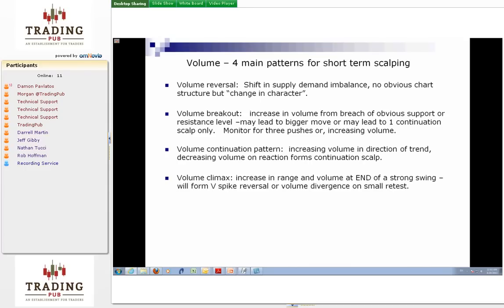Everybody knows about the breach of an obvious support or resistance level, and as with traditional bar charting, we look for an increase in volume as confirmation. So think about that right there. Volume equals confirmation. Now, in this context that we're going to look at today, it may just lead to a simple push down or 3 pushes before you get a reversal. So it's still, even though we have a volume breakout, it may or may not lead to a sustainable move.